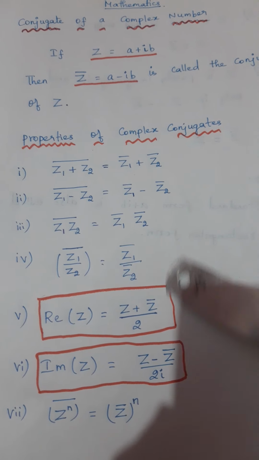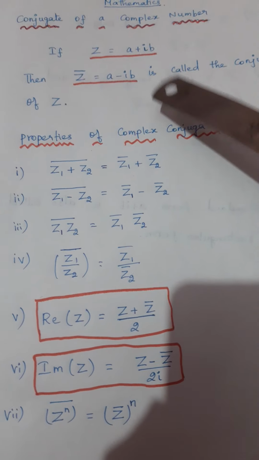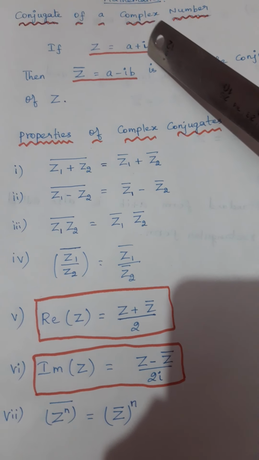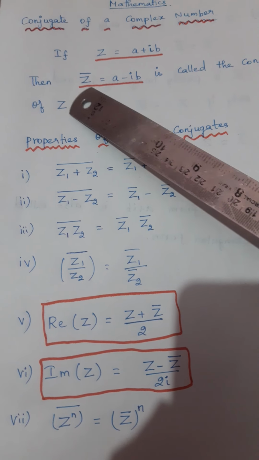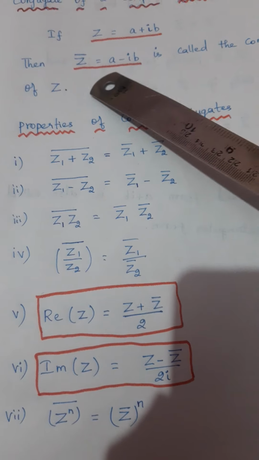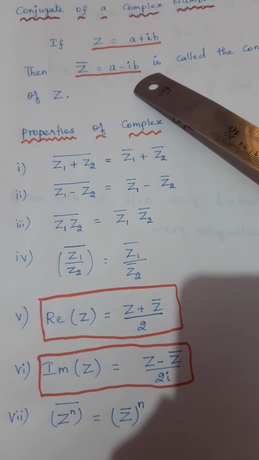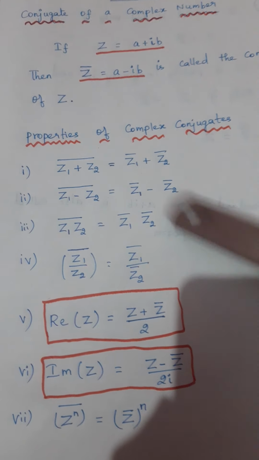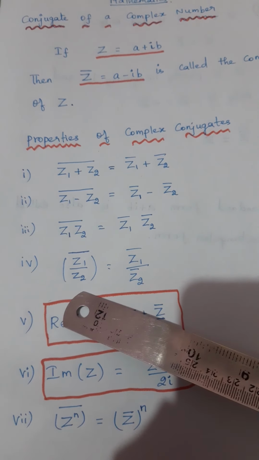You have to write these things, everything, in your classwork, and you should read this and memorize these properties also. If z is a plus ib, its conjugate is read as z bar, meaning the conjugate of z. How to write it? Change the sign of the imaginary part: a minus ib.